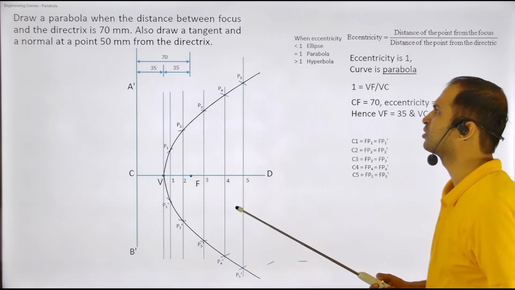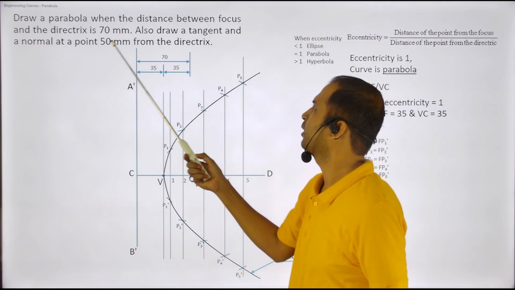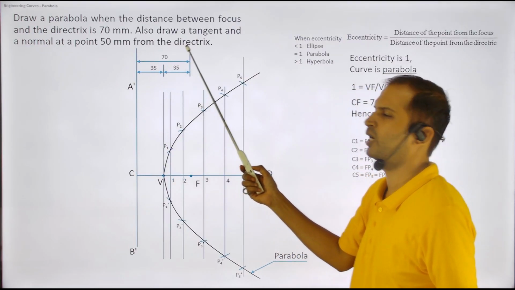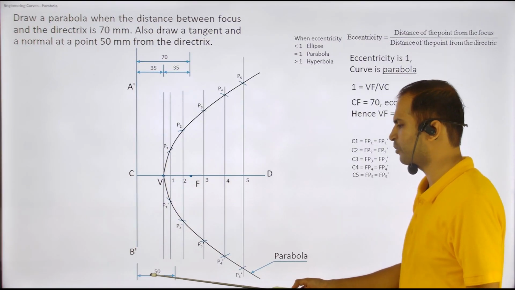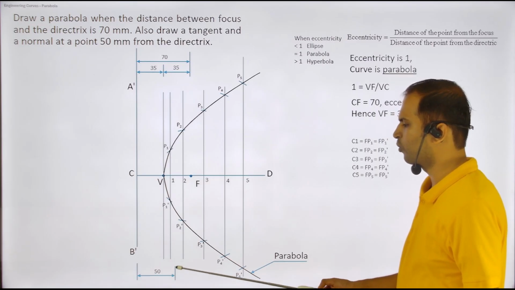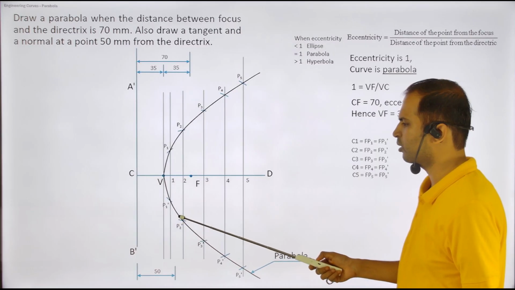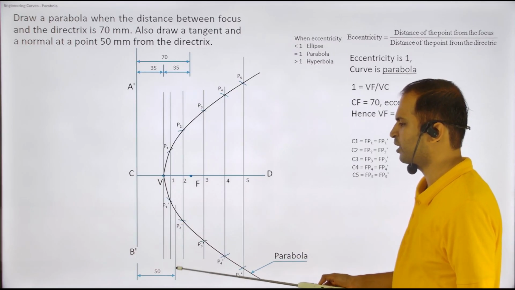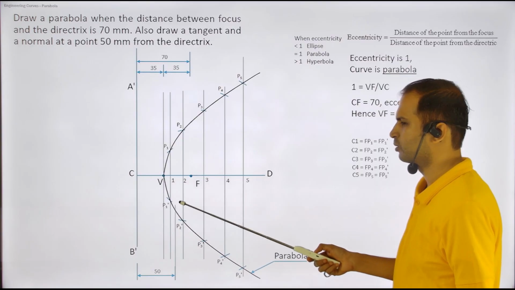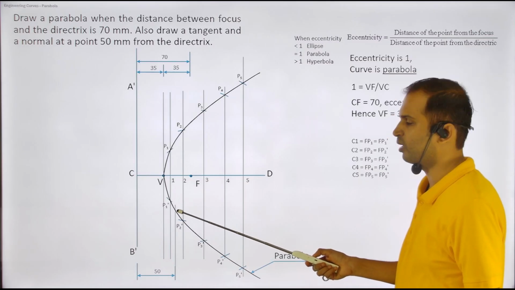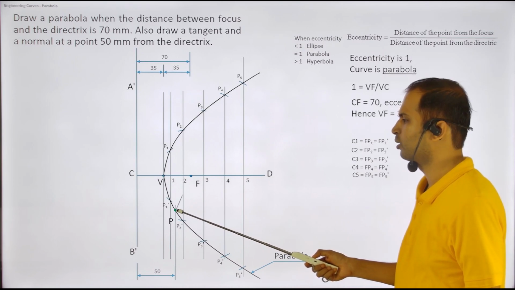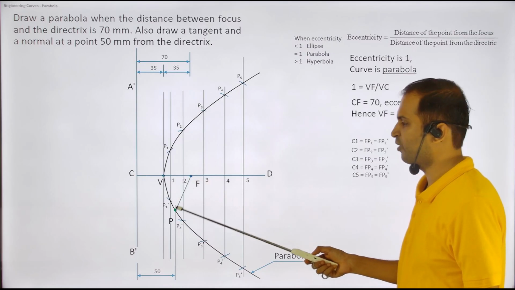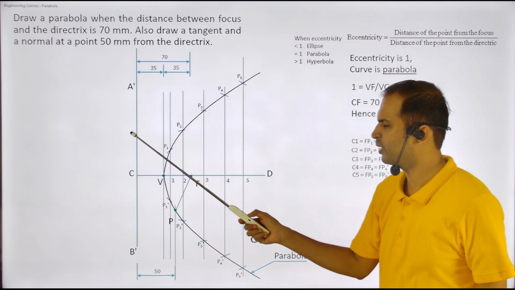Now it is asking us to draw a normal and a tangent at a point 50 mm from the directrix. This is the directrix. And now I take a point 50 mm away from it, and I draw a vertical line. This vertical line will intersect somewhere over here. You can see this line. I have made it. This line is coming and intersecting somewhere over here. Now this is the point from where I have to draw the normal and tangent. So what I do is I connect this point to the focus point, and from that I take a 90-degree line and connect it to this point.